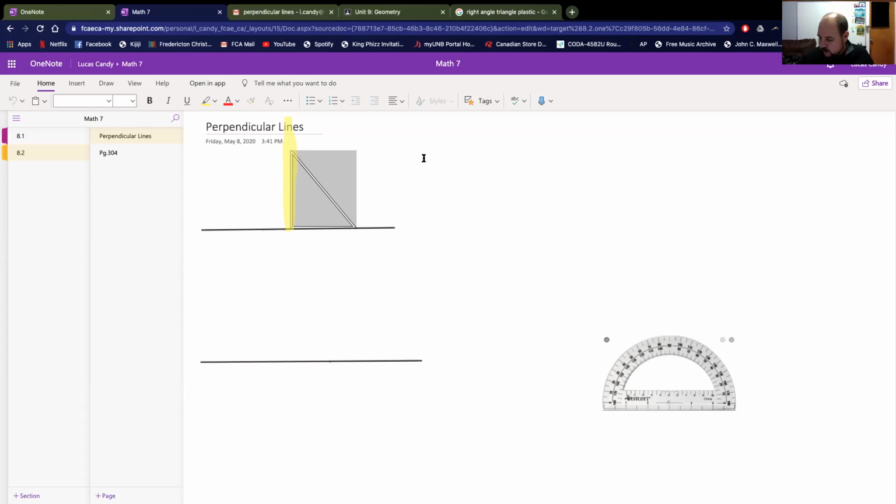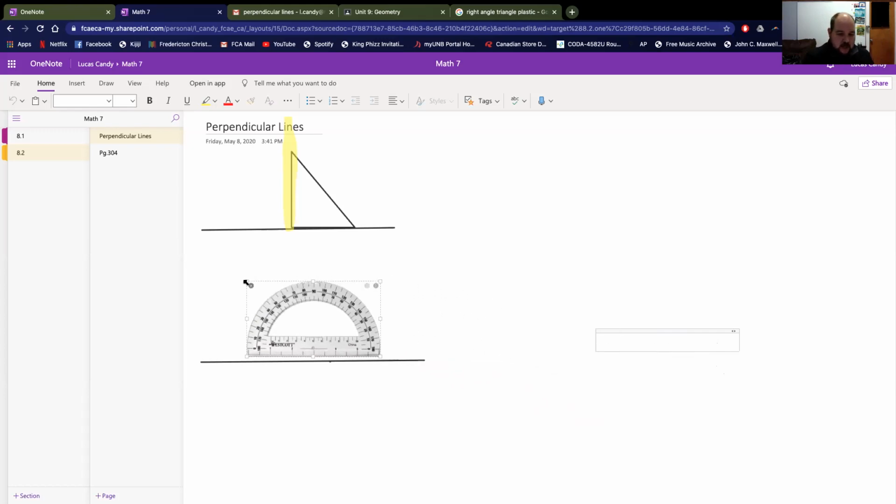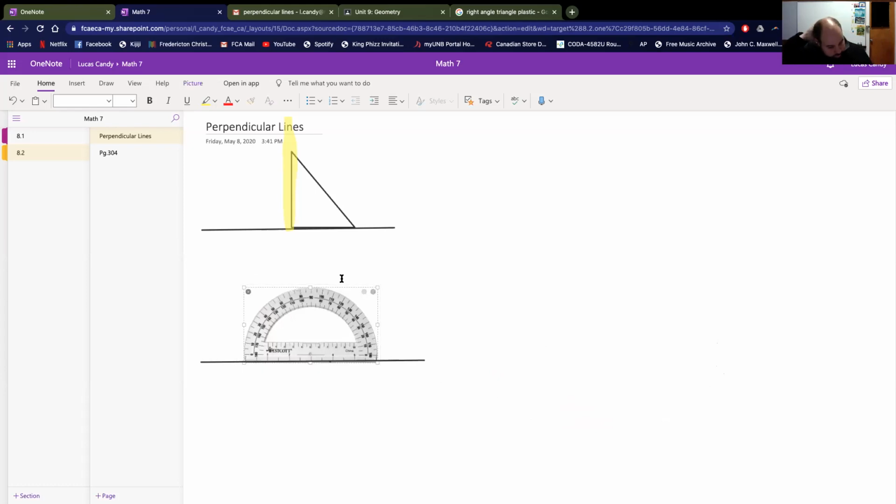Okay, so we got a nice straight line. I want to draw myself a perpendicular line. Well, the next way is you can get your protractor out. So the geometry set is your friend. You're going to line it down right there, right on the line. Get your pencil out.